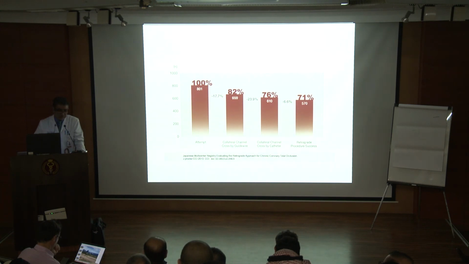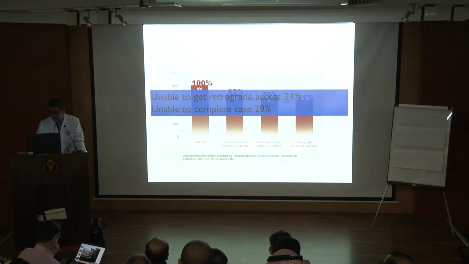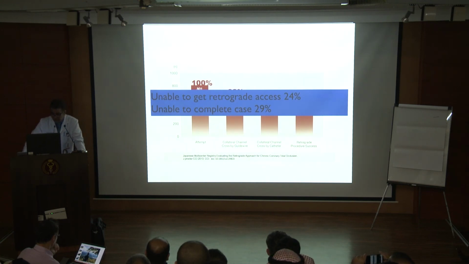But if you did not cross the distal cap with the wire, and you try different times, it's very likely that this retrograde option is not a good option. So in general, you won't be able to get retrograde access 24% of the time, and will be unable to complete the case 29% of the time. But I think in the current era, the numbers are much better than this.